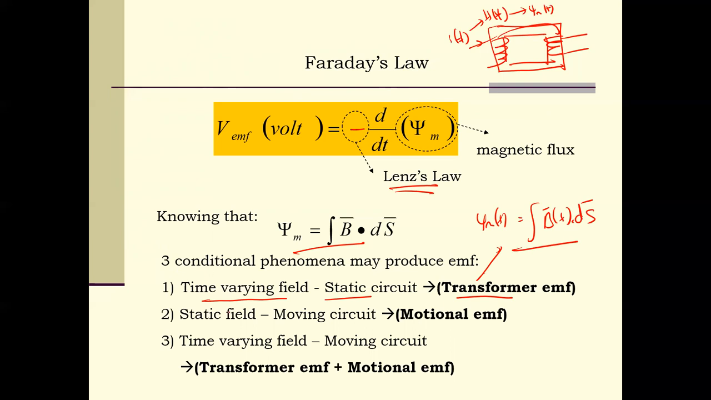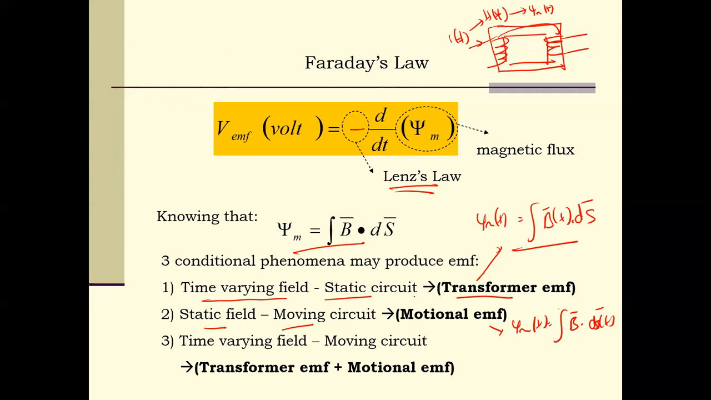The second one is a static field and moving circuit. Based on the equation here, we have psi of m(t) equal to the integration of B dot ds. The field is static, so B is not based on time variation, but the circuit is time varying, which means that the circuit is moving. Okay, so this is the second method of EMF generation, which is called motional EMF, which is the typical concept of EMF generation in a dynamo, or in a generator.